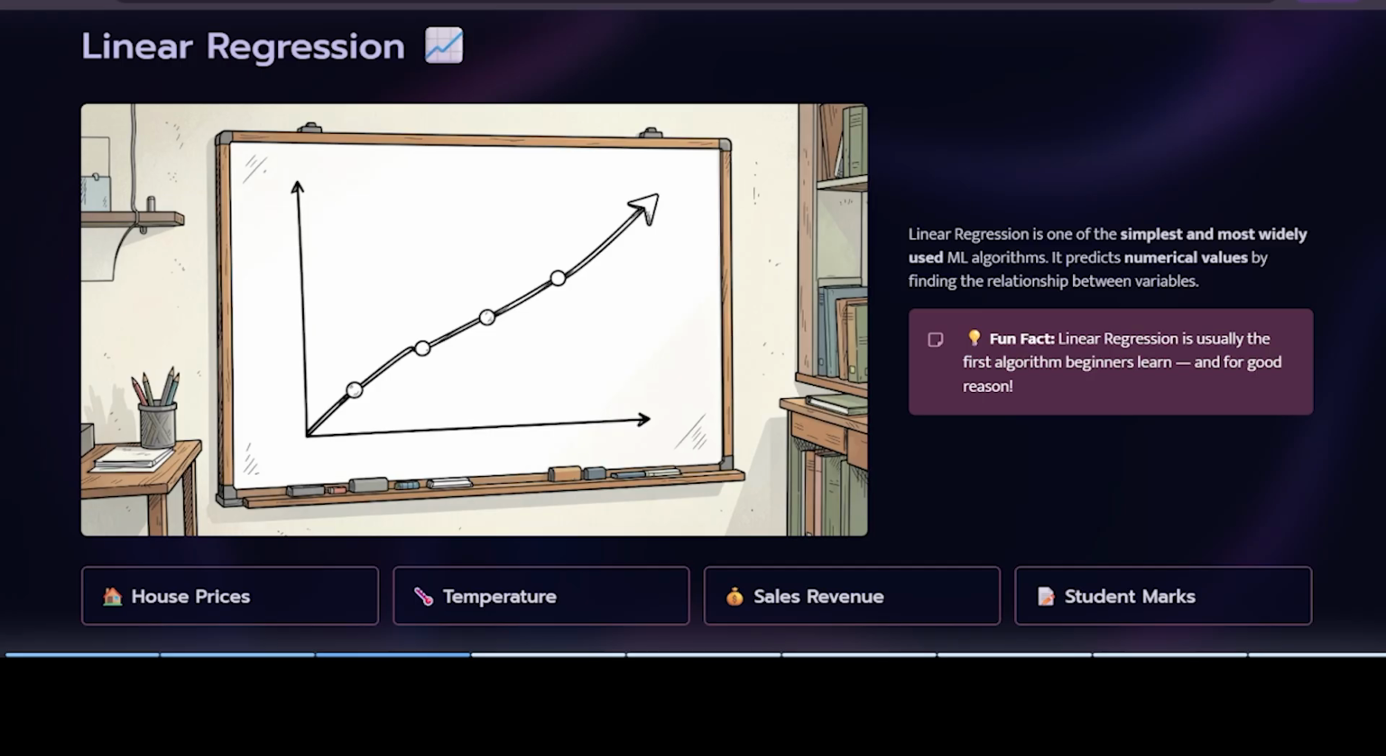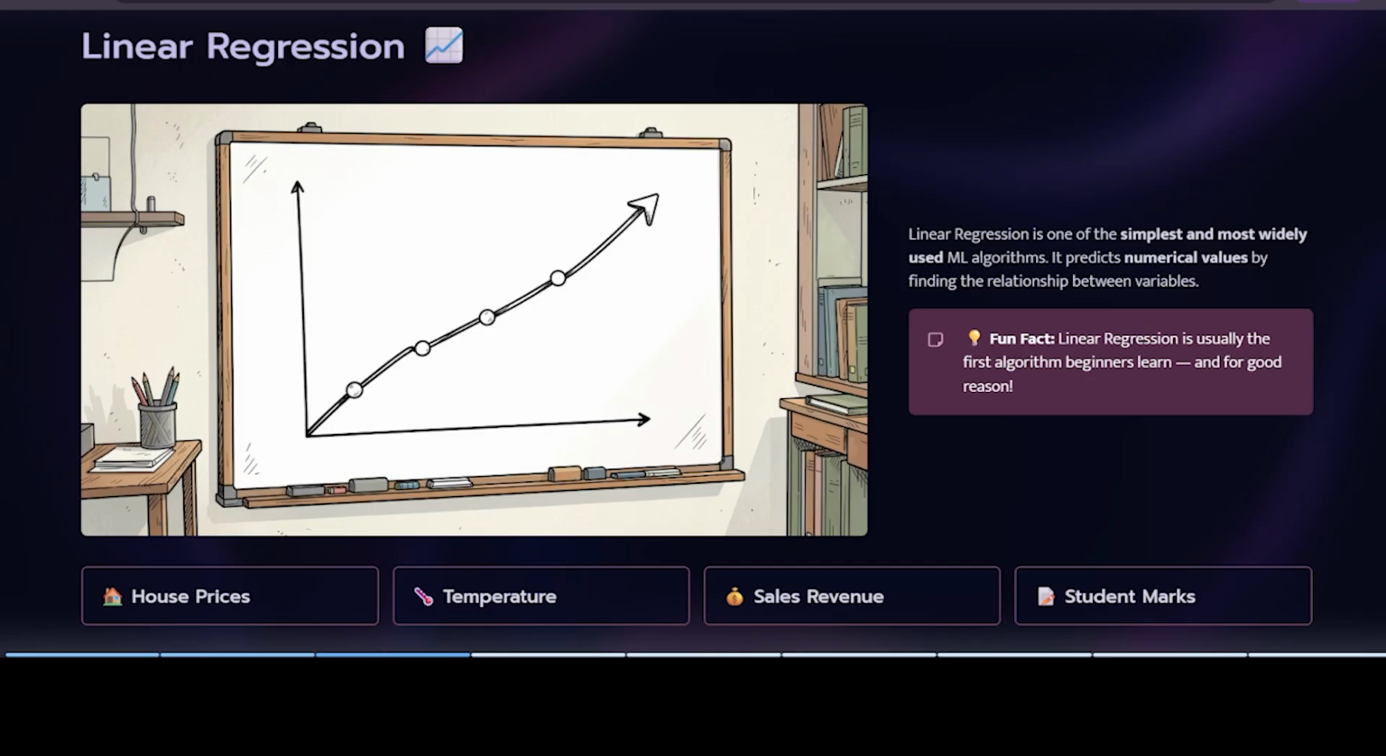So what does that mean? For example, you are buying a house. Just imagine you are buying a house. The house has some area, right? Area, also number of bedrooms, and then location, etc. Using only the previous house prices, the algorithm predicts the price of a new house, right? So this is how it predicts the values, and how it predicts accurate answers.